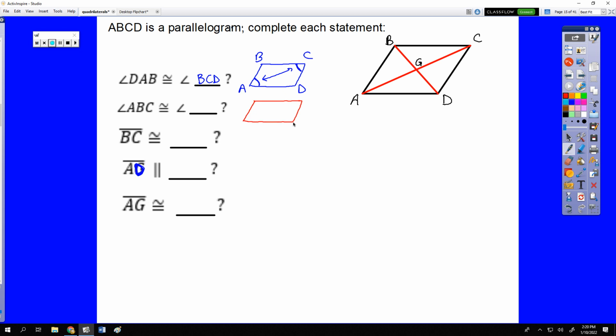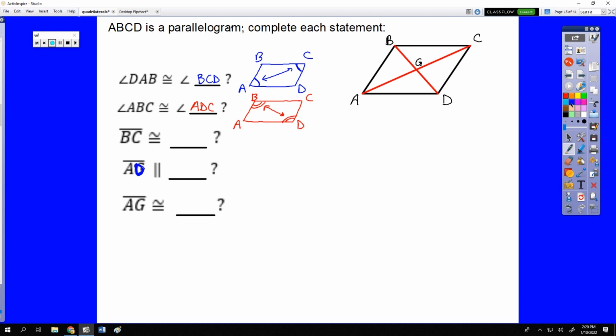So on the next one, when we look at that parallelogram and we're asked about angle ABC, again, we do not want to draw the diagonals in our picture. Angle ABC is this angle here. Our properties say it has to be congruent to the angle opposite, which would be angle ADC.